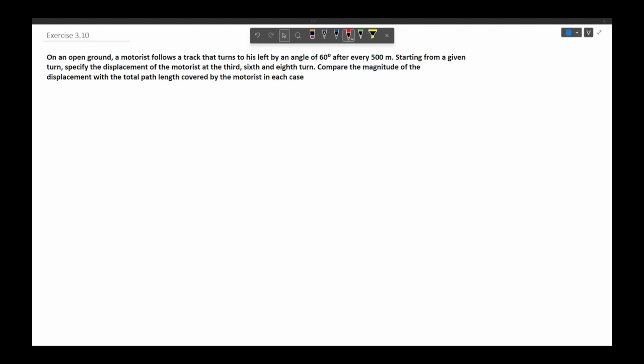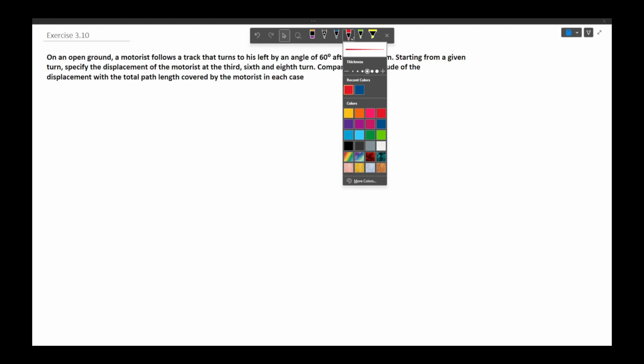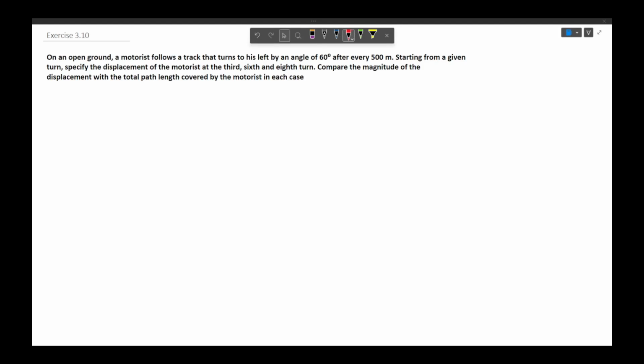Question says that on an open ground, a motorist follows a track that turns to his left by an angle 60 degree after every 500 meters. Starting from a given turn, specify the displacement of a motorist at the third, sixth and eighth turn. Compare the magnitude of the displacement with the total path length covered by the motorist in each case.